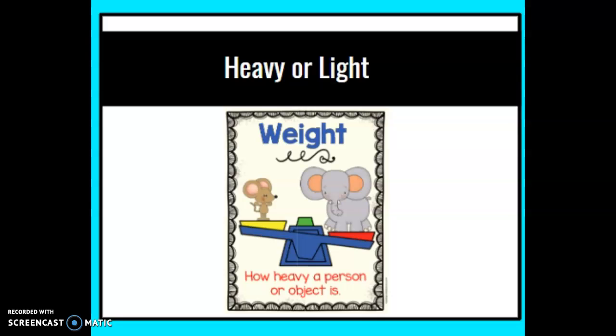Hi, my smarties. Today we're going to keep practicing measuring, but today we're going to do heavy and light. That's when we talk about weight. This is this word up here, weight. And this is how heavy a person or object is.